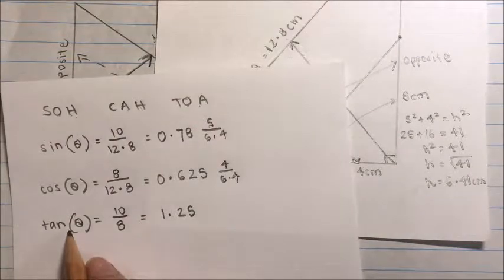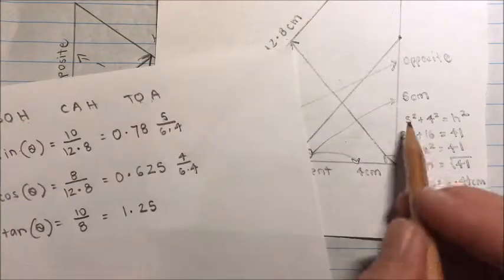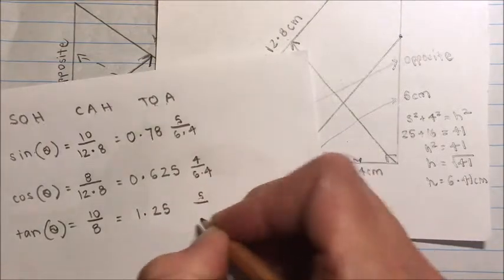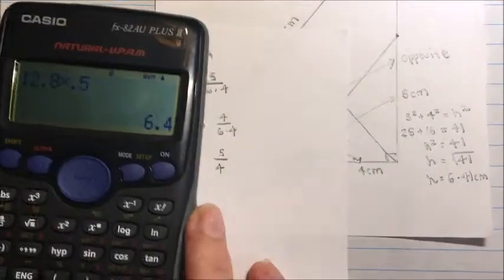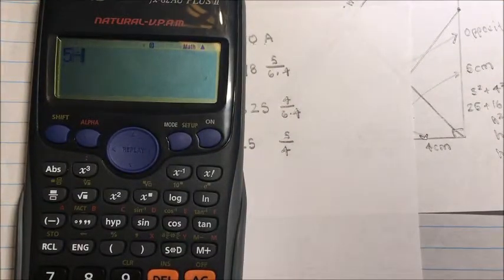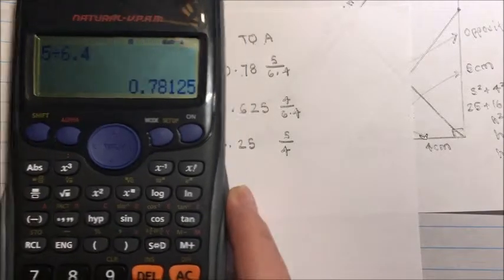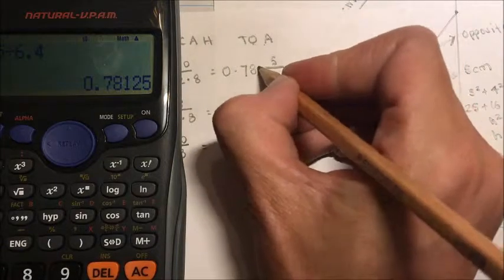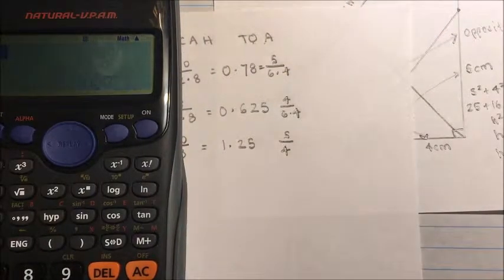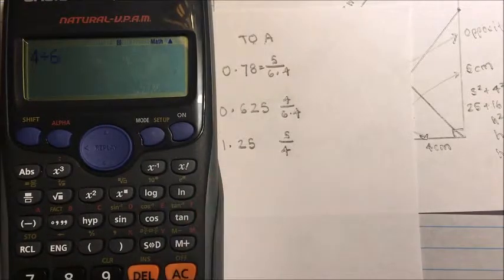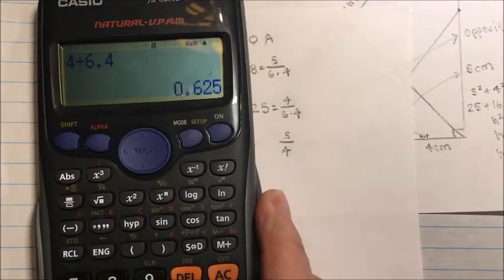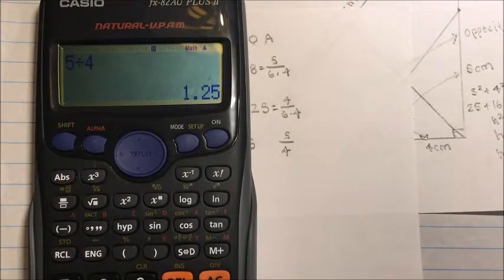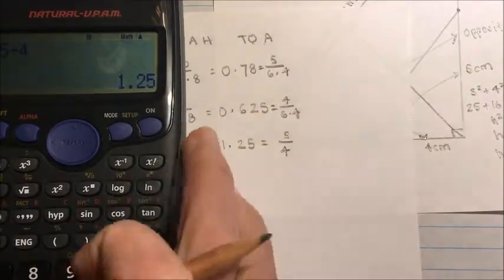And now I'm going to look at the tangent, which is the opposite over the adjacent. Opposite being 5, adjacent being 4. Let's have a look at what happens when I do these sums. So 5 divided by 6.4 equals 0.78. Check, check. Yes, it does. 4 divided by 6.4 equals 0.625. Yes, it does. And 5 divided by 4 equals 1.25. Yes, it does.